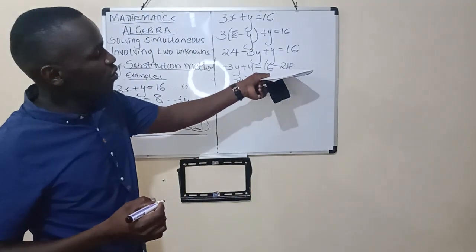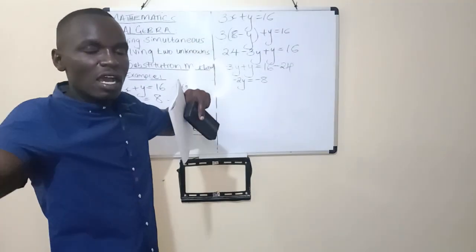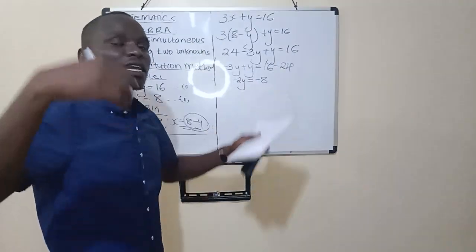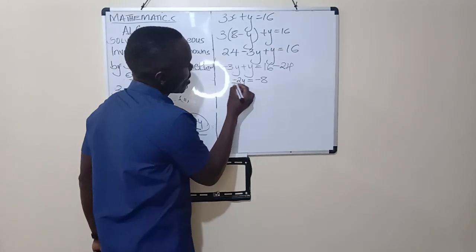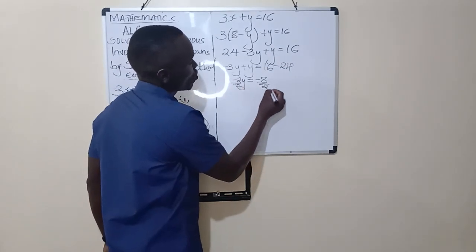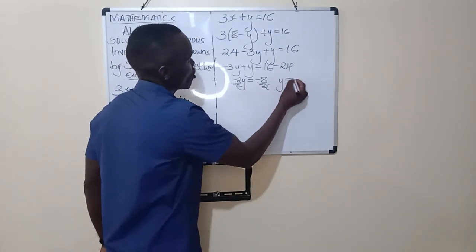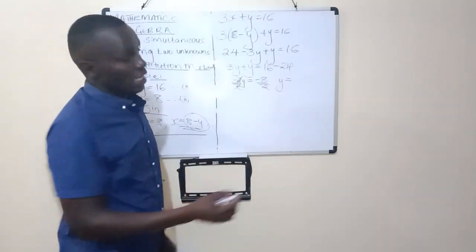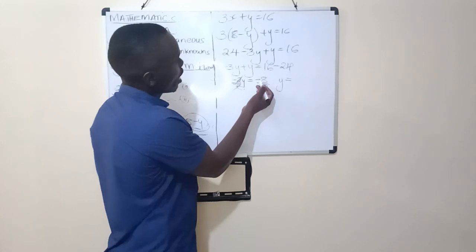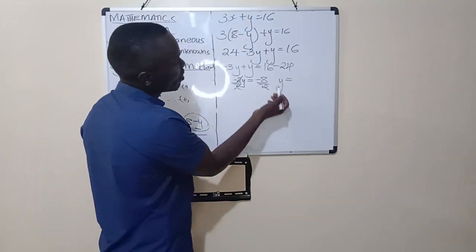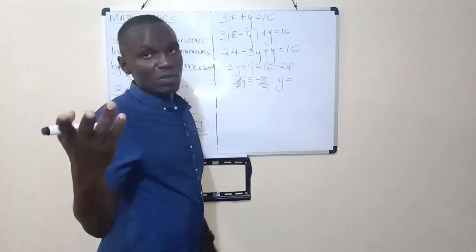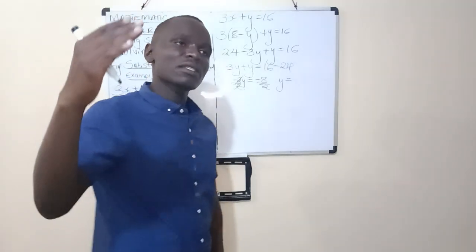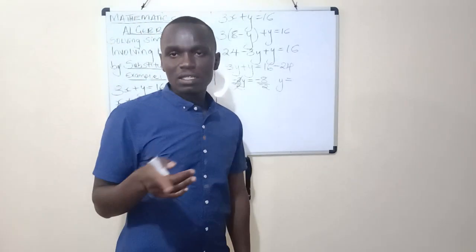So 16 minus 24, it means I have 16, but I owe 24 shillings. If I pay 16, I remain with the debt. So you divide by minus 2 here, you divide by minus 2 here, we are going to have y equals 2. This one and this one will cancel one another. This one was negative and this one was negative. Negatives are going to cancel each other. Remember we said the minus divided by minus is going to give us positive.